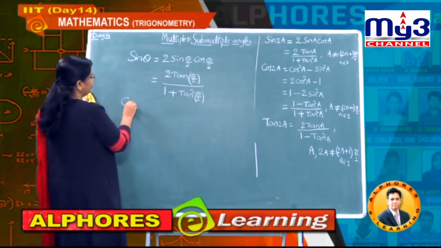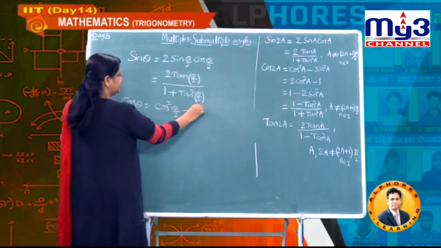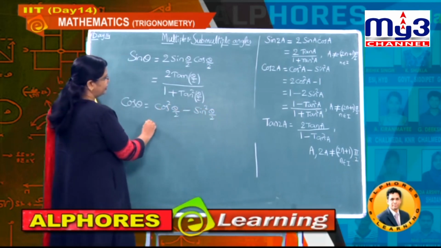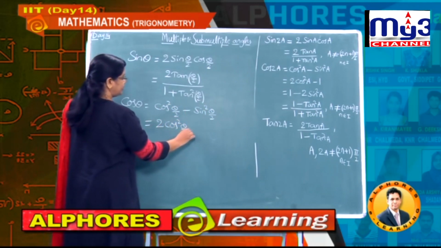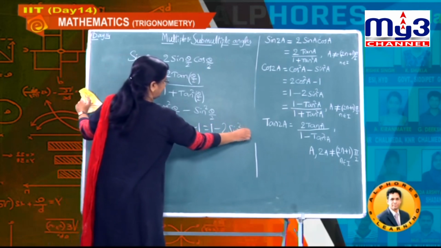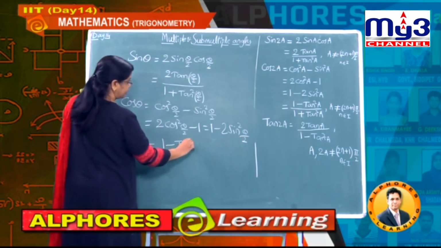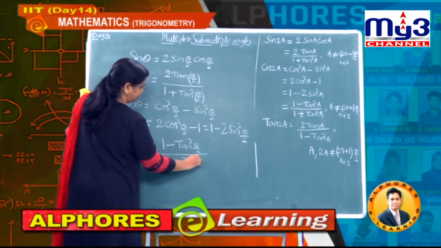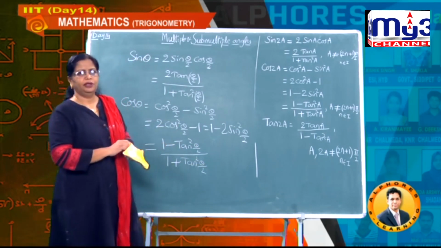And next value, cos theta equal to cos square theta by 2 minus sin square theta by 2. And then from here in the same way, I can write 2 cos square theta by 2 minus 1, and this is equal to 1 minus 2 sin square theta by 2. And therefore again in terms of tan, 1 minus tan square theta by 2 divided by 1 plus tan square theta by 2. Wherever tan is coming, students, you should be cautious about the domain values.